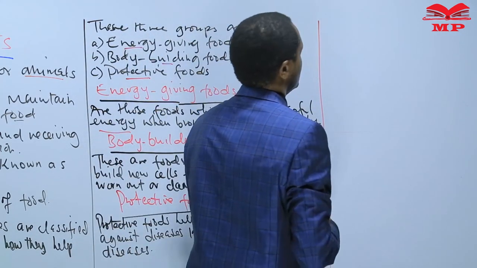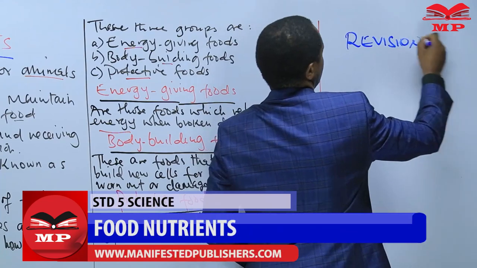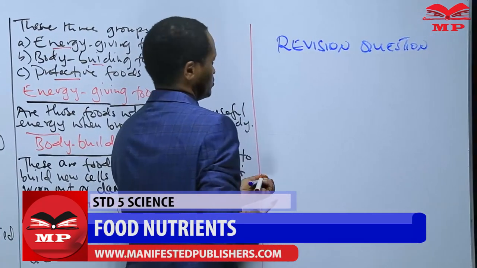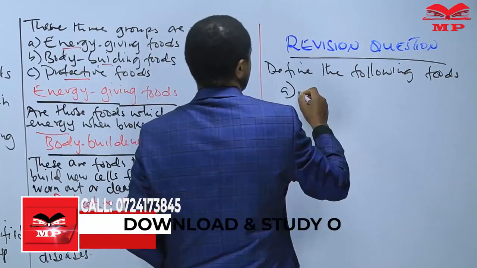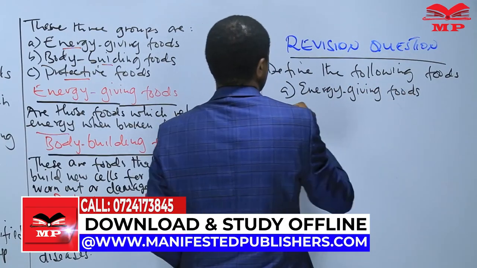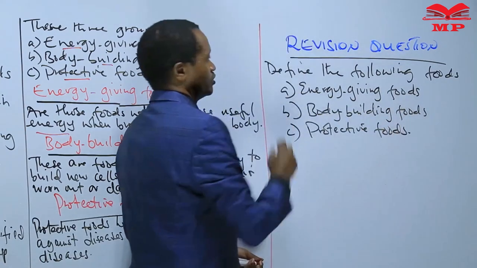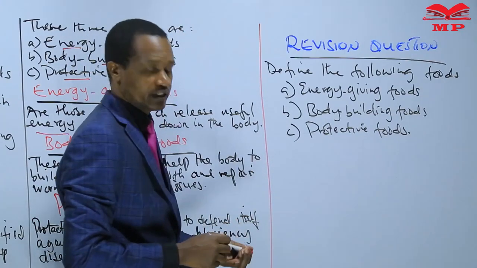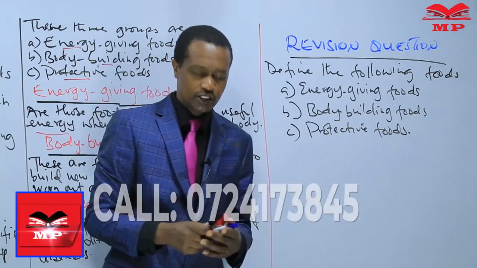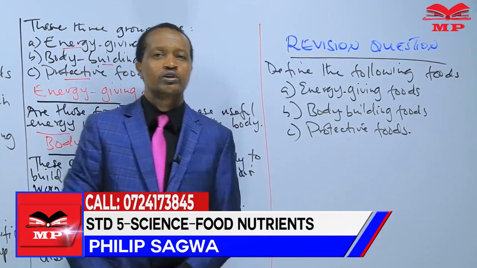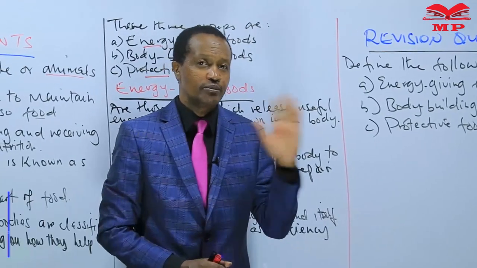Revision question. This is your today's revision. Question. Define the following foods: A, energy-giving foods; B, body-building foods; C, protective foods. That is your assignment. Make sure your assignment is done before coming to our next lesson, where we continue to learn more about food nutrients. For now, I'll say bye-bye.